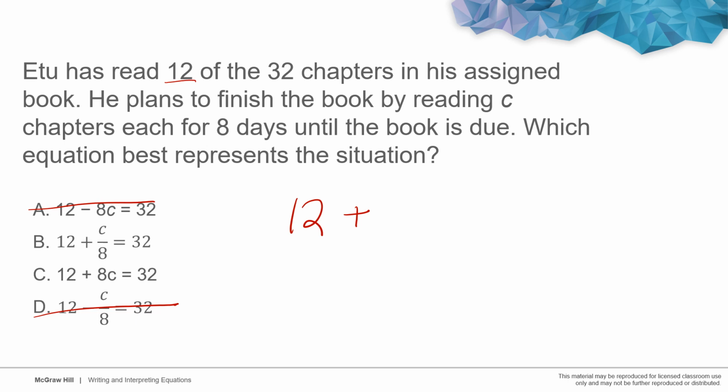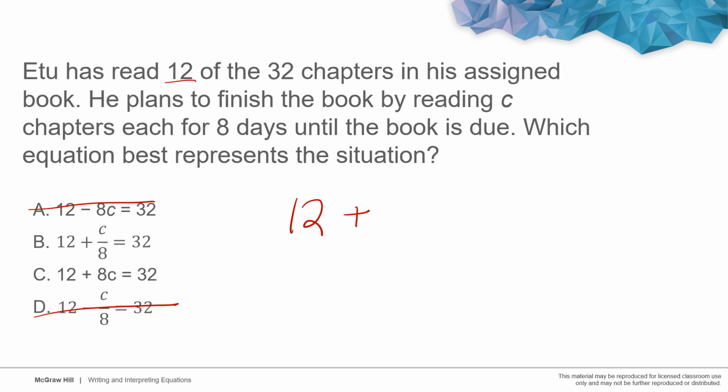So now if we're looking at the other ones, one of them is doing C divided by 8, and one of them is doing 8 times C. So if we're reading some amount of chapters for 8 days, we're trying to get to 32. If you're not sure, you could try to think about it logically. So like if I were to read 2 chapters per day for 8 days, how many chapters would that be?